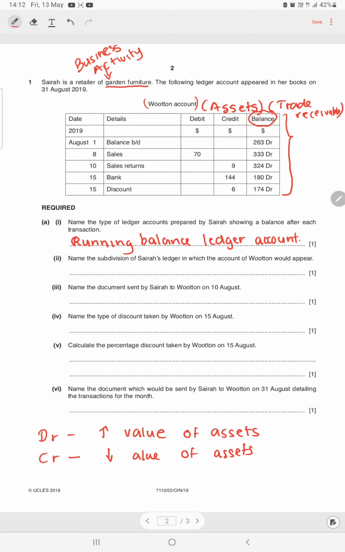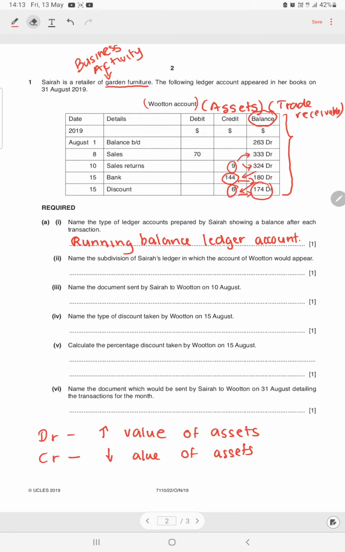Imagine if you have entries for a month, who knows how many entries you can have. So that will lead to more errors. So what you do is after every transaction, you update your closing balance. Debit entries increase, so it has increased from 233, whereas credit entries decrease the value of assets. You can see there's a credit entry of $9, the balance has decreased from 333 to 324. Again, another credit entry of 144, so 324 minus 144 gives you 180. And then there's another credit entry of $6, which means the balance will decrease again to 174.